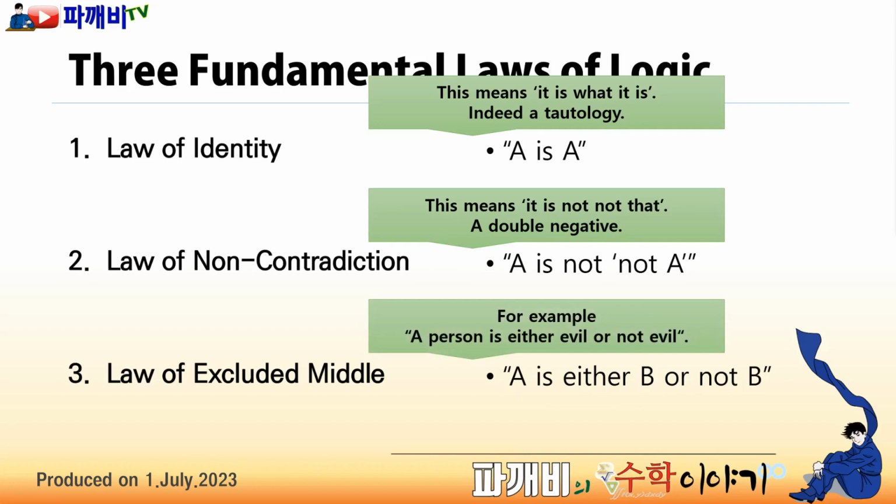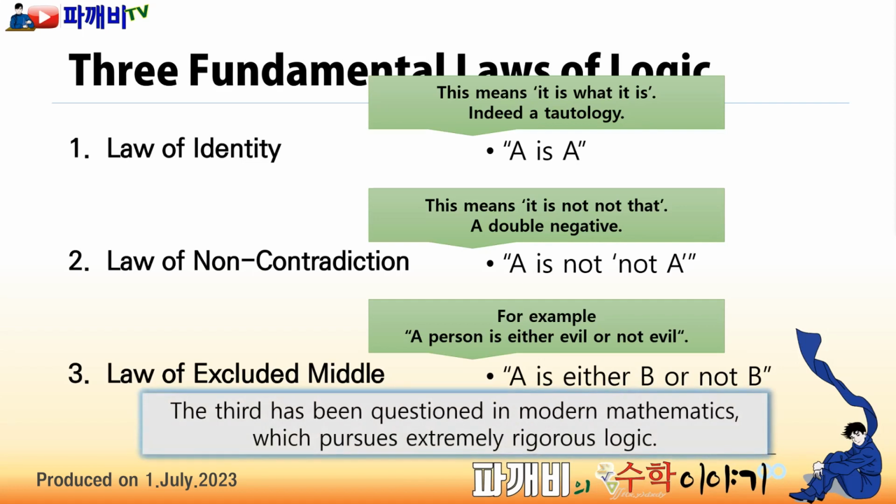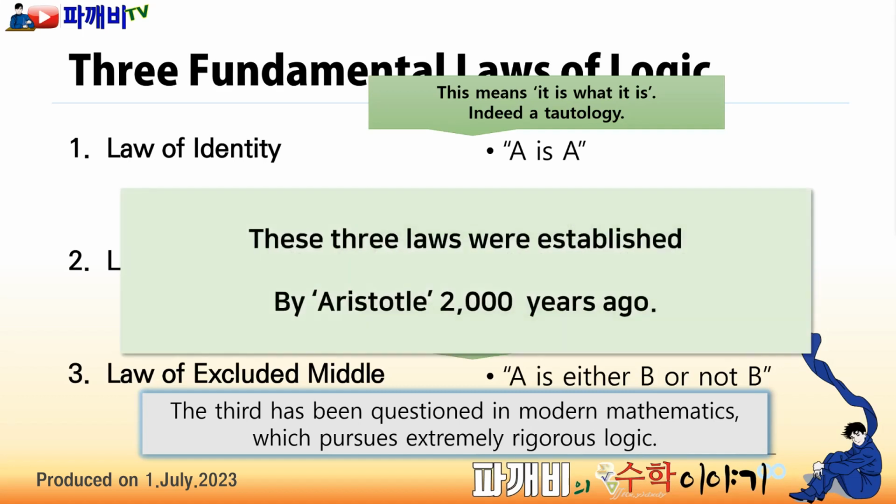It may seem a bit complicated, but if you think about it carefully, it feels like it applies correctly to anything. However, of these three, the law of excluded middle has even been questioned in modern mathematics, which pursues extremely rigorous logic. What's truly astonishing, though, is that these abstract and fundamental laws of thought were not established in modern times, but were established roughly 2,000 years ago.